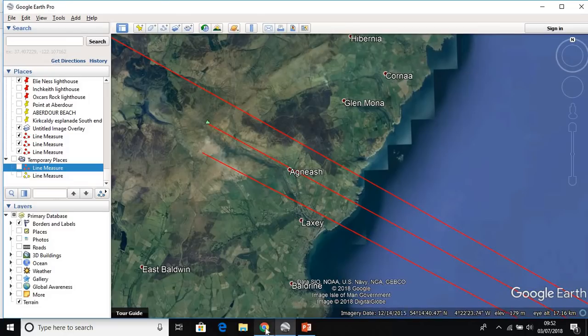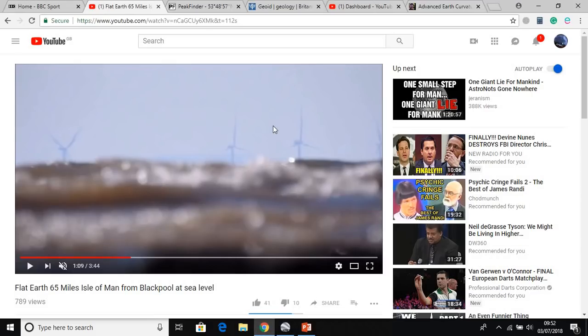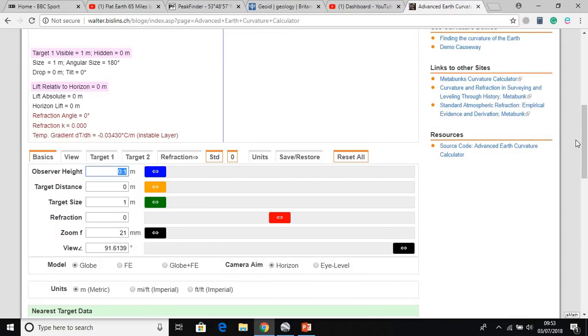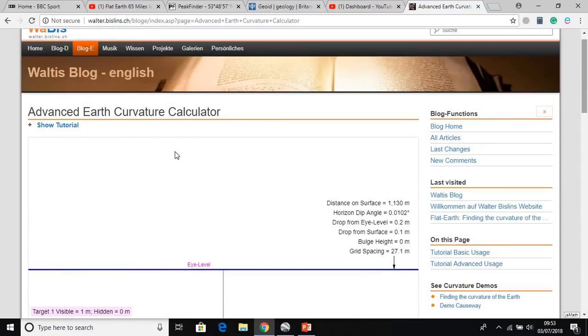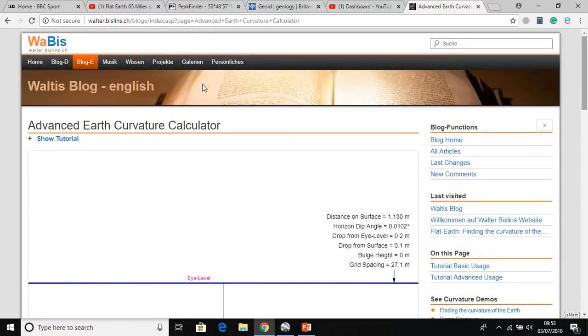So moving on to consider what refraction might tell us about this. And here's where I want to go to Walter Bislins' new, he calls it, Advanced Earth Curvature Calculator. Now, if you haven't found Walter's site yet, please check it out. I'll put links in the description for the calculator and for his blog.